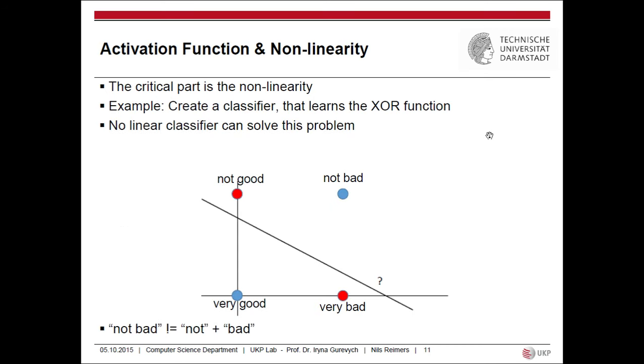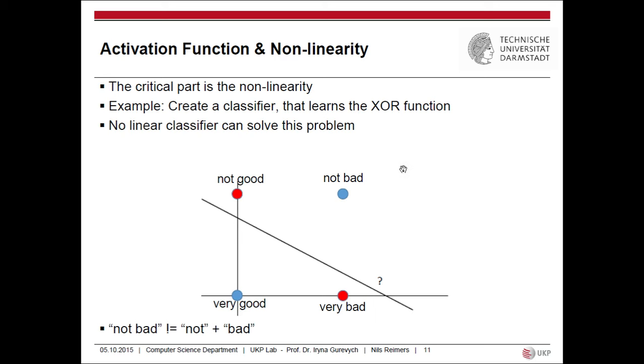So what's the activation function and why must it be nonlinear? It's a critical thing that your activation function is nonlinear. If you use a linear function, you do not need deep neural networks, because when you add several linear functions, you still have a linear function. The typical example is the XOR function. No linear classifier can solve the XOR function. It's a really simple function, but it cannot be solved by support vector machines and so on.